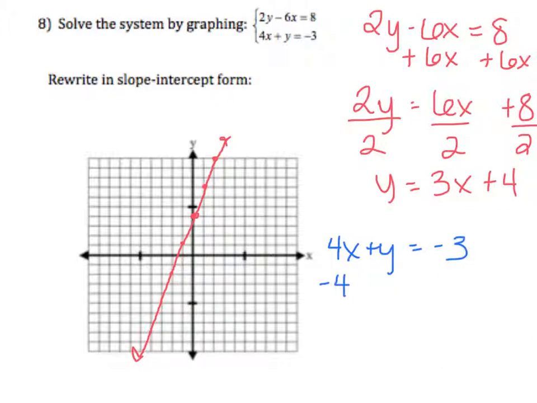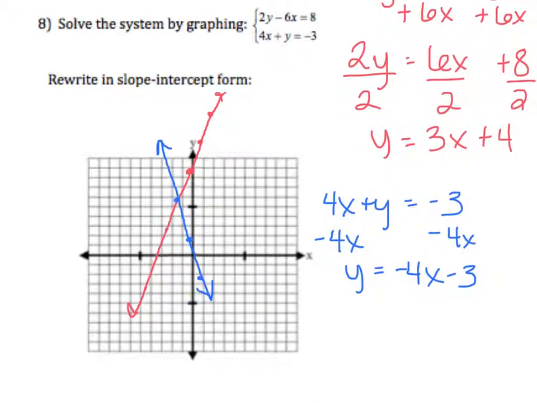So I'm going to subtract 4x from both sides. So I'm going to go ahead and start at -3, and I'm going to go down 4 and right 1. 1, 2, 3, 4 over 1. I'm also going to go up 4 and over 1. And then there is my intersection point.